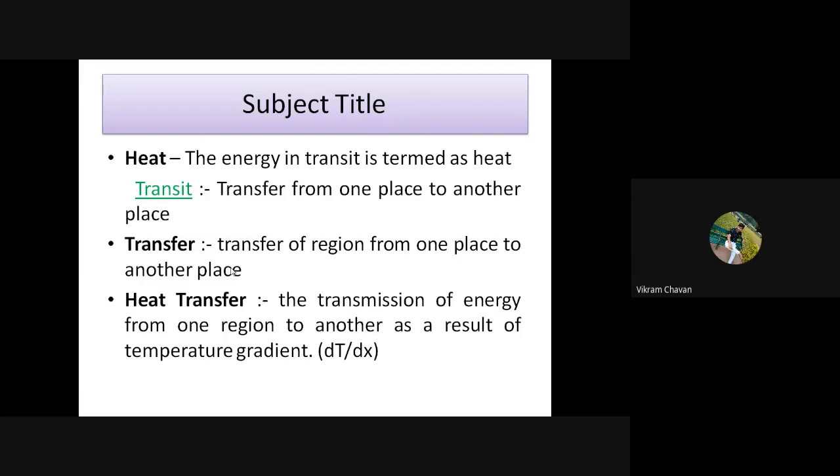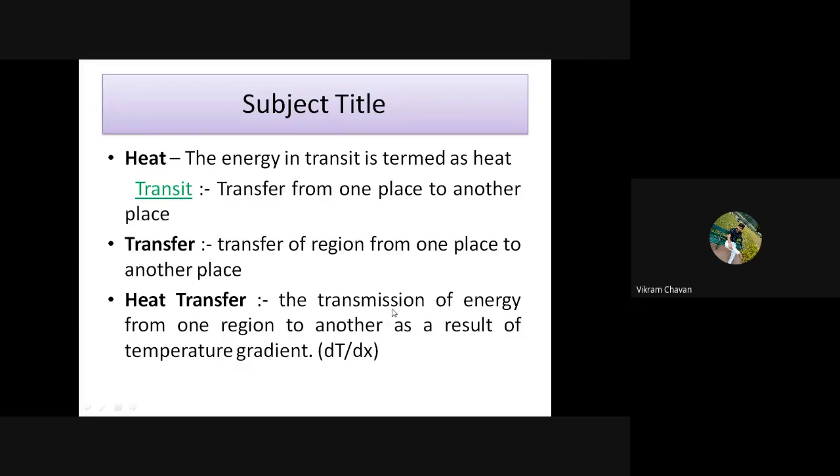Okay, if you segregate the subject name into heat and transfer, we are dealing with heat, and transfer means transfer of region, transfer of people, transfer of things from one place to another place. So the combination of heat and transfer means heat transfer. Heat transfer means the transition of energy from one region to another region as a result of temperature gradient.